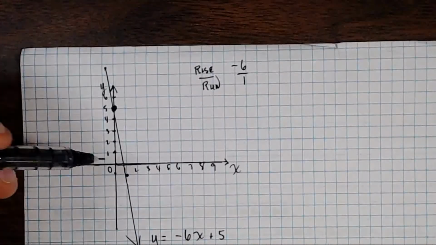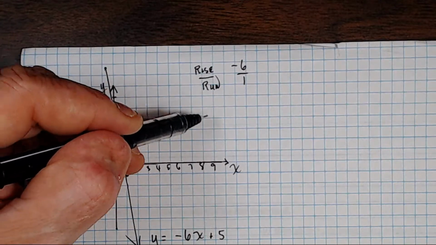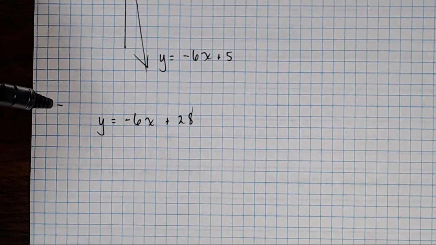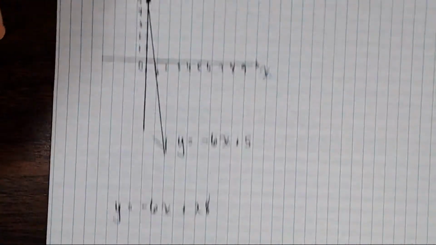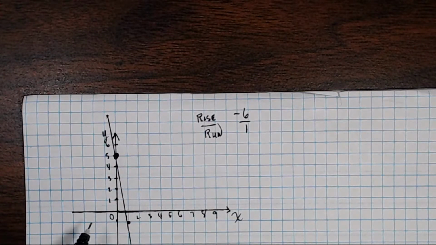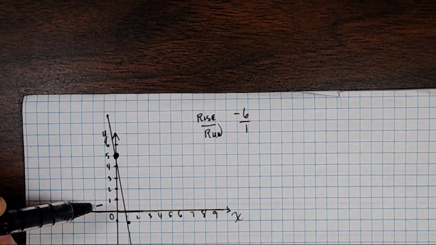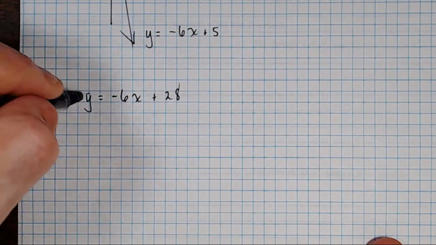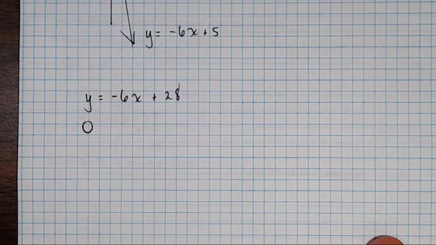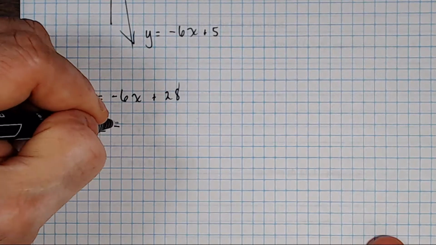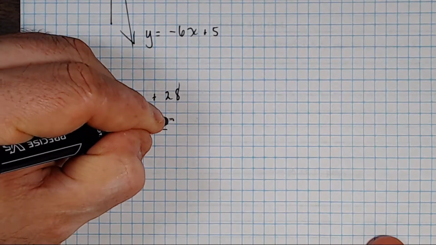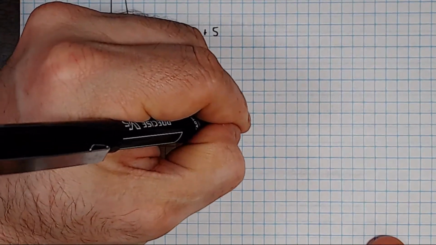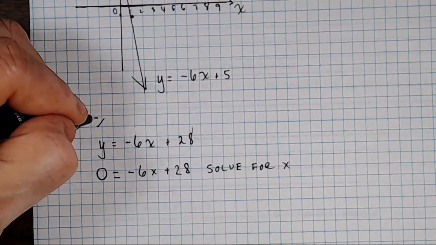What about the x-intercept? That is, where does this thing cross the x-axis? Because I might be able to plot that. Well, here's how I would find that. We assume where the x-intercept is, look where y is. Y is 0. So the way I can find out where this thing crosses the x-axis is by substituting in a 0 for y. So now 0 equals negative 6x plus 28. Let's now solve for x. This is how you find the x-intercept.